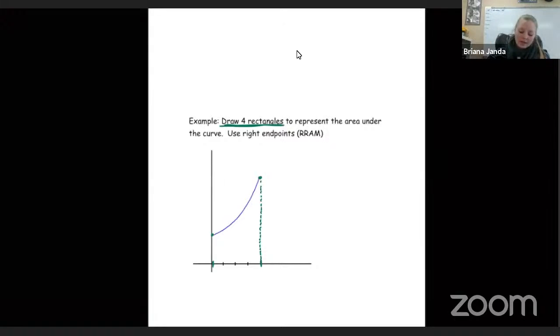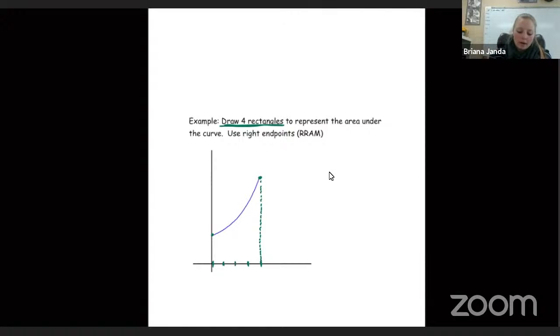And it said to draw 4 rectangles. So you'll notice along the x-axis, I've got that broken up. And if it wasn't already broken up for me, I would break it up. There's midway, so then break each of those in half. And I have 1, 2, 3, 4 little equally spaced bases along there.